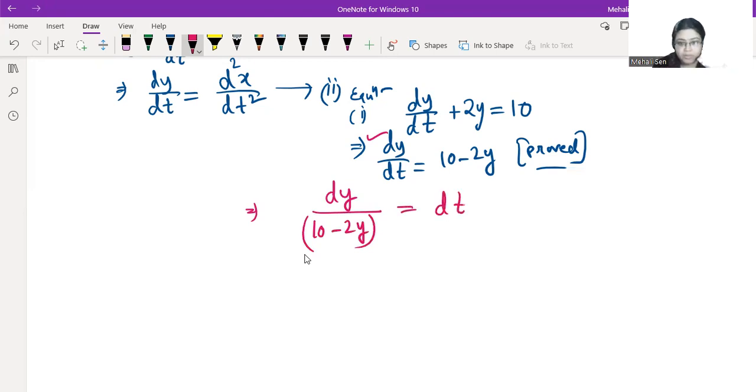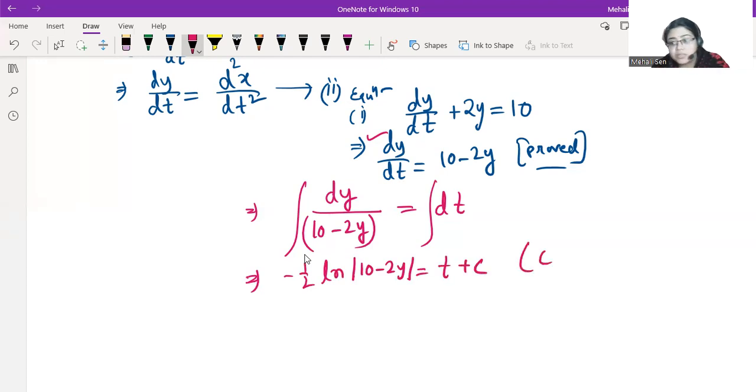Now we know that integration is the opposite of derivative, right? So we integrate here. I believe all of you know that. When you integrate it, it should be ln, or log we can say. So it is nothing but minus half of ln mod of 10 minus 2y, mod completed, equals t plus C. Here C is your constant.